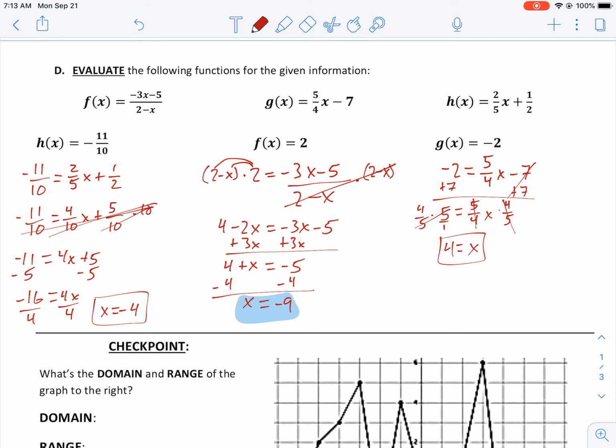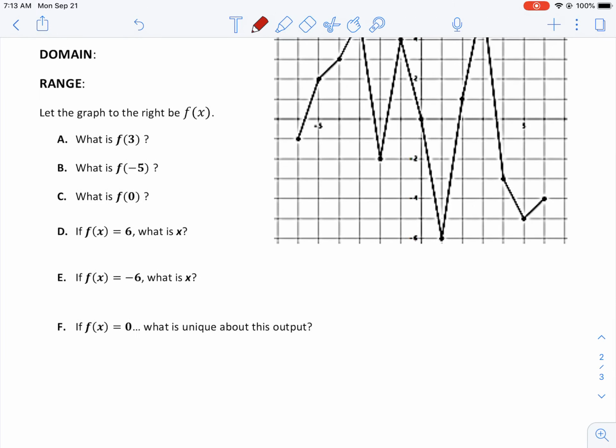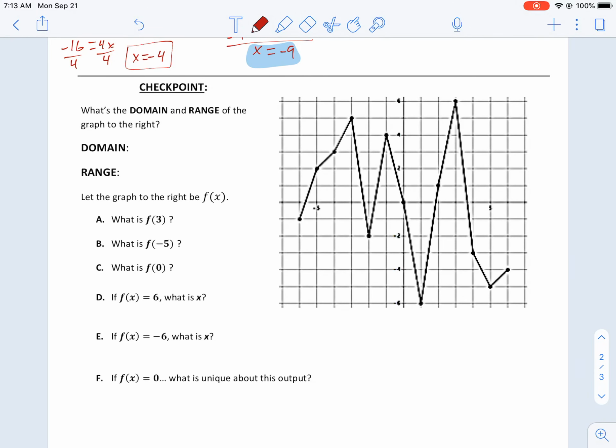So hopefully you guys read the directions better than me and got those questions correct. All right. Checkpoint. So this is going to be fun.